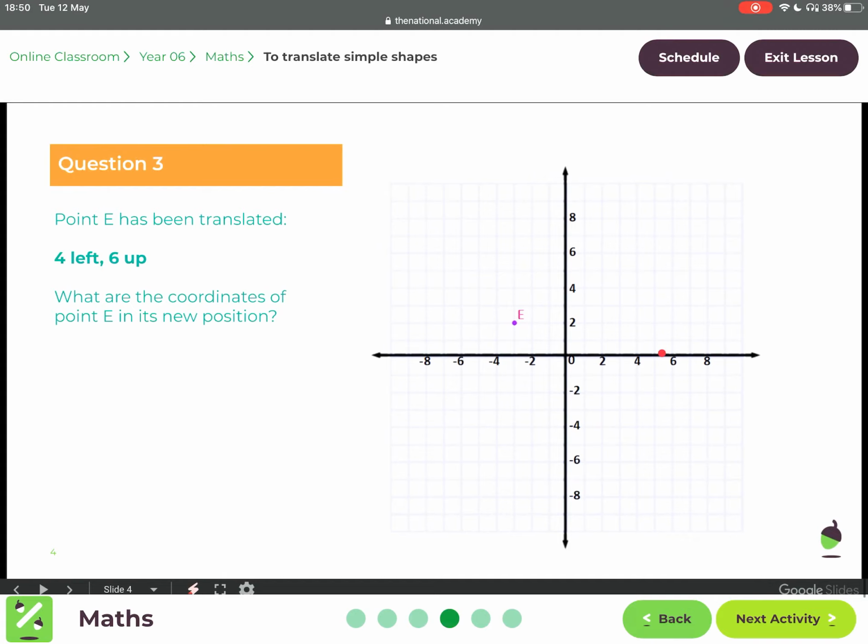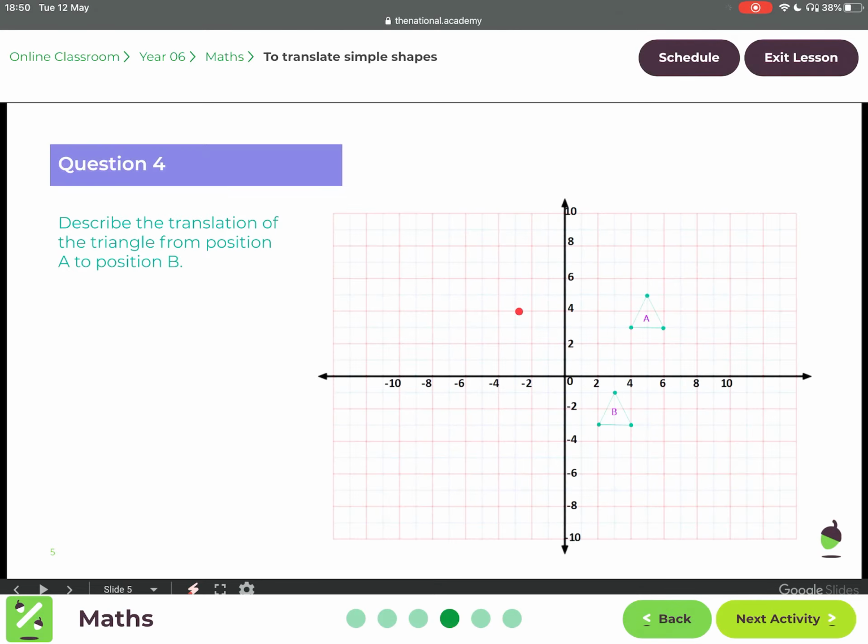Question 3. Point E has been translated 4 left, 6 up. What are the coordinates of point E in its new position? That would be -7, 8. Question 4. Describe the translation of the triangle from position A to position B. That would be 2 left, 6 down.